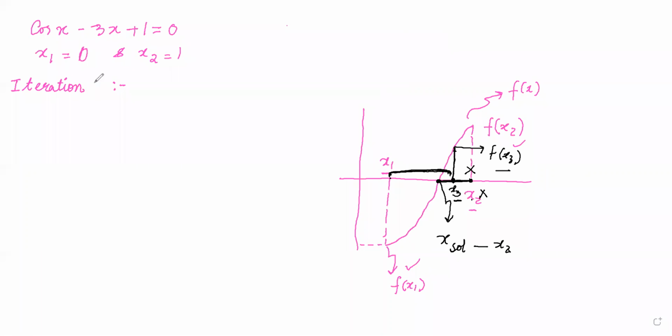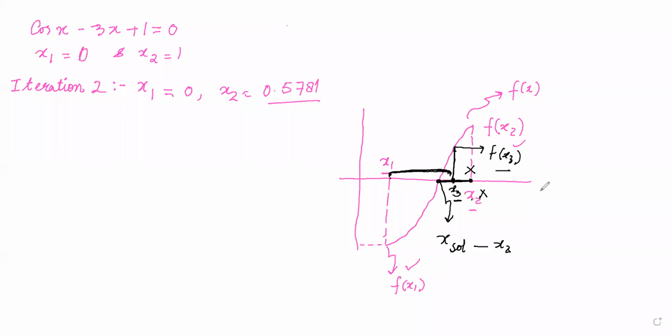Sorry, in iteration 2, my x1 will be the same as it was previously. In the previous iteration, our x1 was equal to 0, so x1 continues to be 0. And our x2 will now be equal to x3. Our x3 in iteration 1 was 0.5781. So x2 is 0.5781. This becomes our new solution domain, or the solution region.